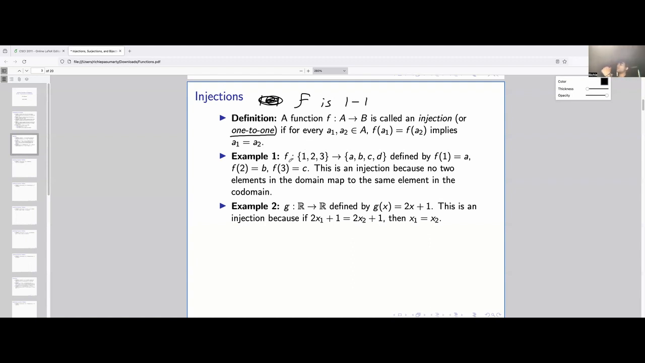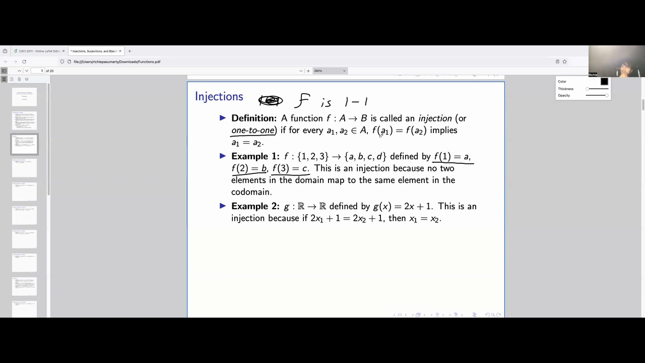Okay, so let's go ahead and look at this function right here. I have a function f. It takes some number from this set, 1, 2, 3, and maps it to something in this set, A, B, C, D. They tell us exactly what this function is here. So f of 1 is equal to A, f of 2 is equal to B, and f of 3 is equal to C. It turns out that this is an injection.